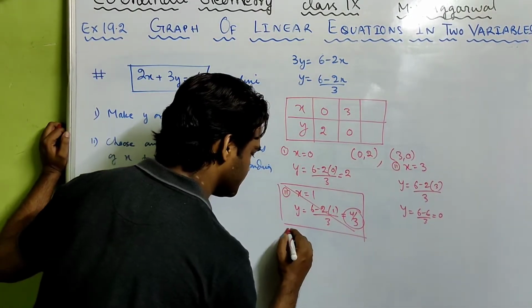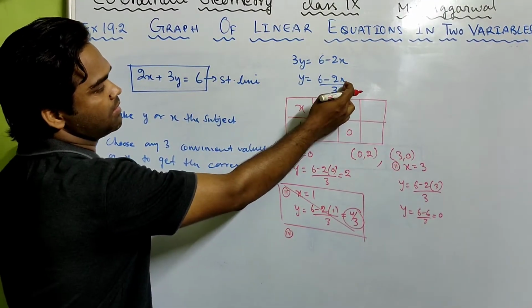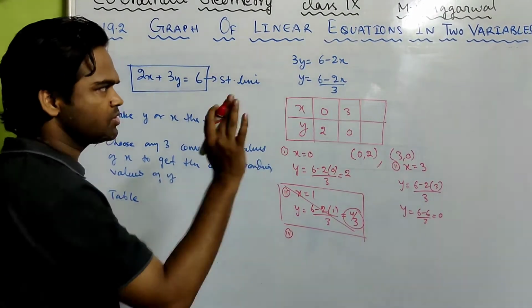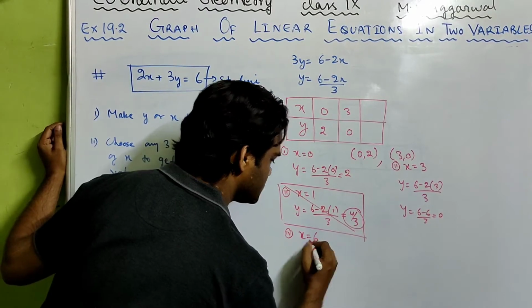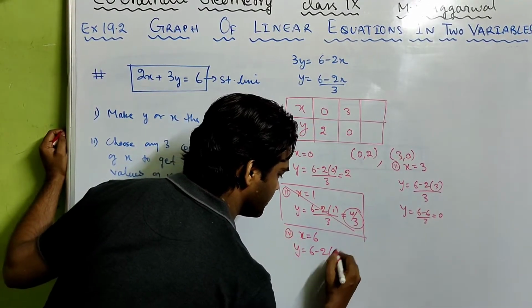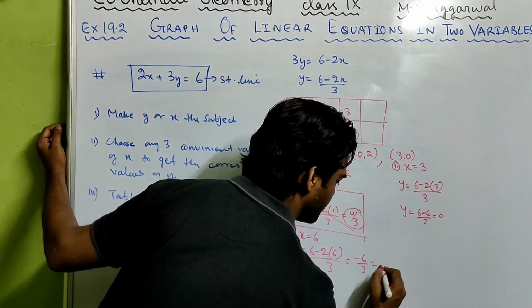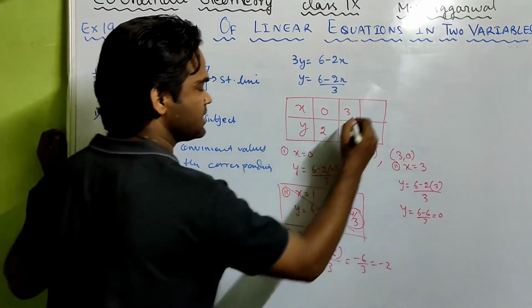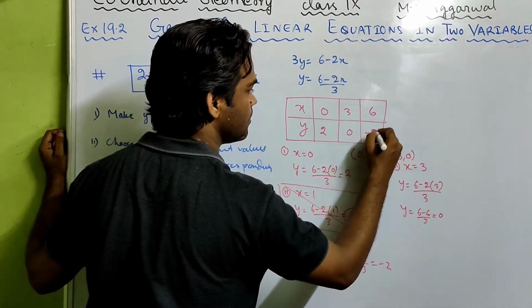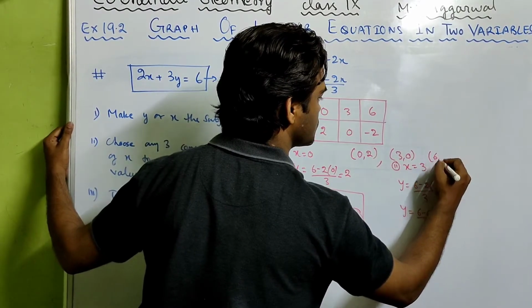Take one more point. Suppose x is 6. Then what will be y? y equals 6 minus 2 multiplied by 6, by 3. So that's minus 6 by 3, that's minus 2. So when x is 6, y is minus 2. So you got a third point also, (6, minus 2).